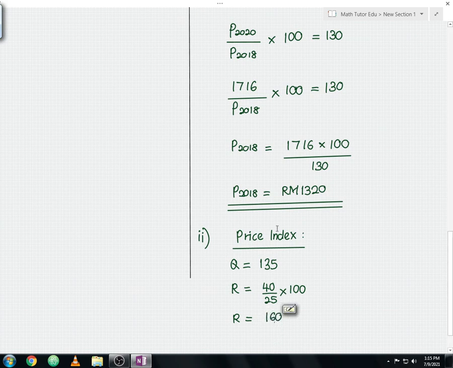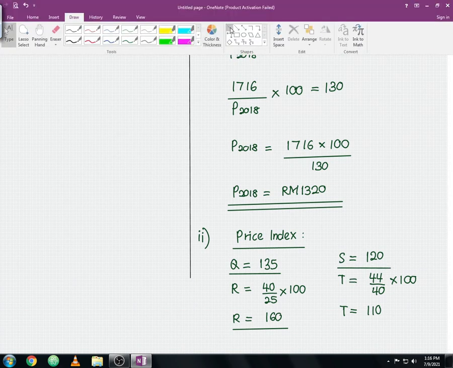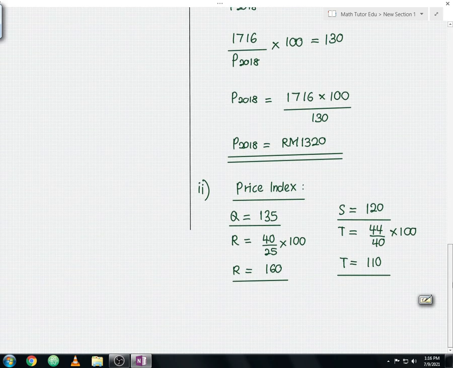So this is for component R. Let me underline, guys. Let us continue with component S. It's already given in the question, which is 120. For component T, yes, we need to calculate. So how to calculate the price index? It's very simple. From here, 44, you divide by 40, and then you times with 100. You calculate this, and from here you get the price index of T is equal to 110. So we have already calculated all the respective price indices. Now we can proceed to do the calculation for the composite index.